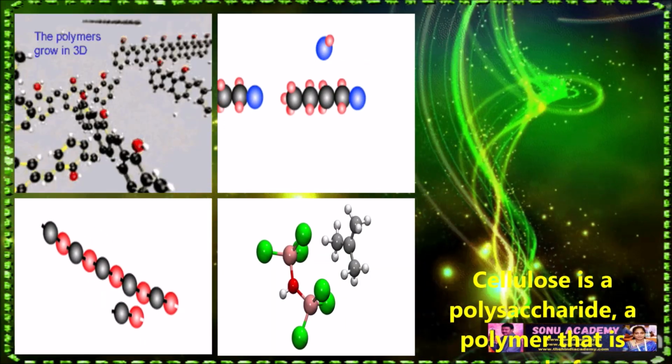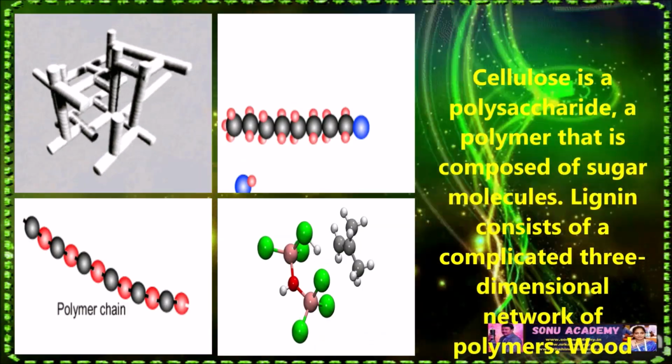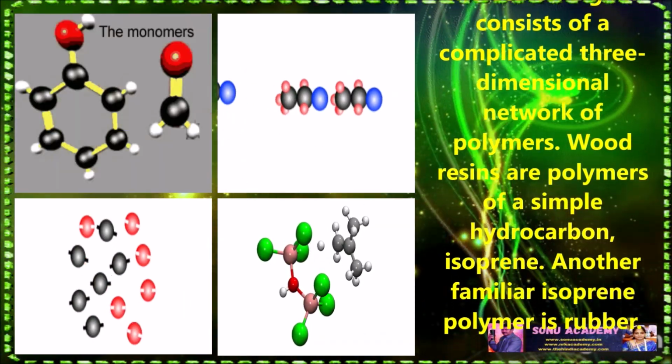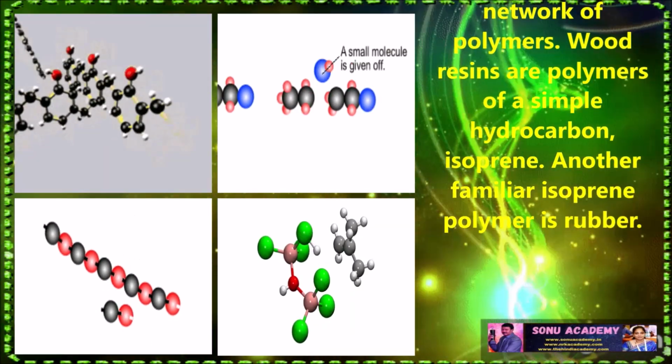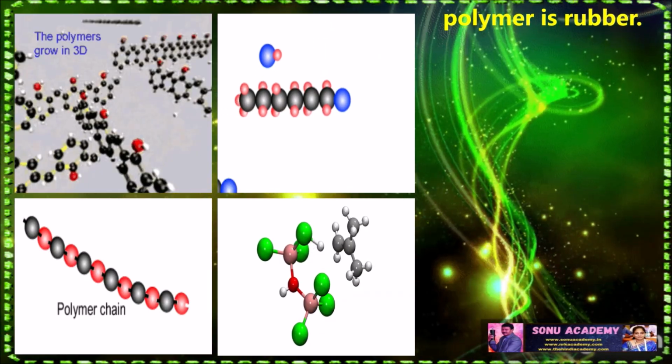Cellulose is a polysaccharide, a polymer that is composed of sugar molecules. Lignin consists of a complicated three-dimensional network of polymers. Wood resins are polymers of a simple hydrocarbon, isoprene. Another familiar isoprene polymer is rubber.